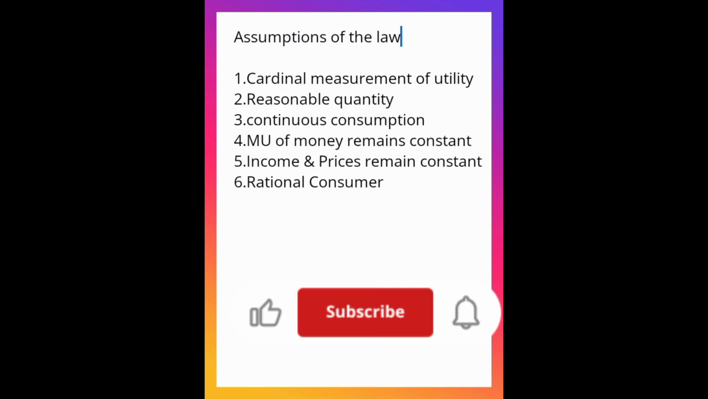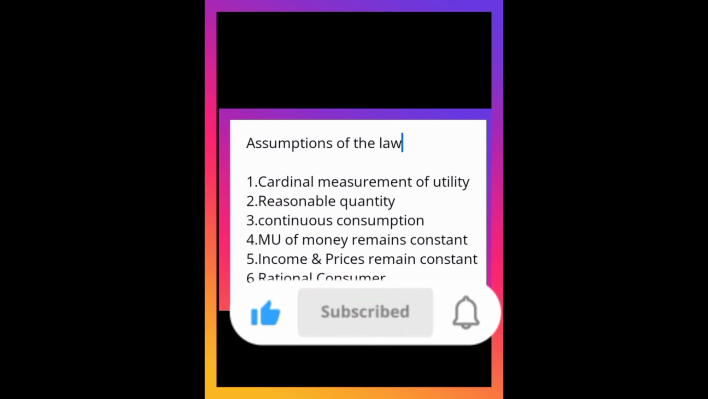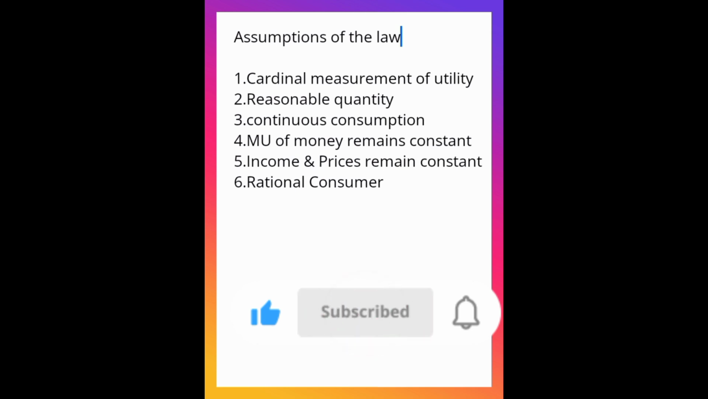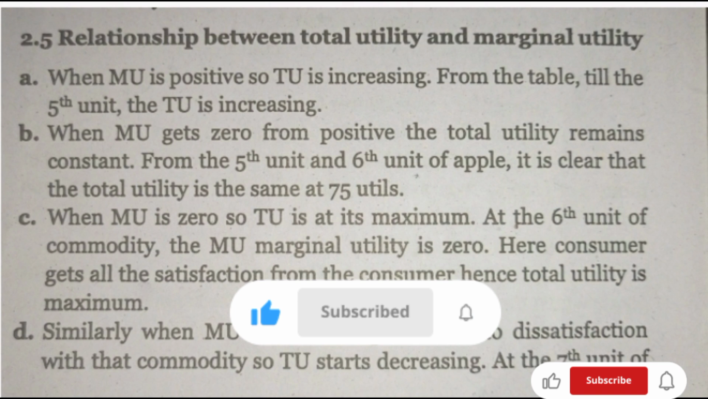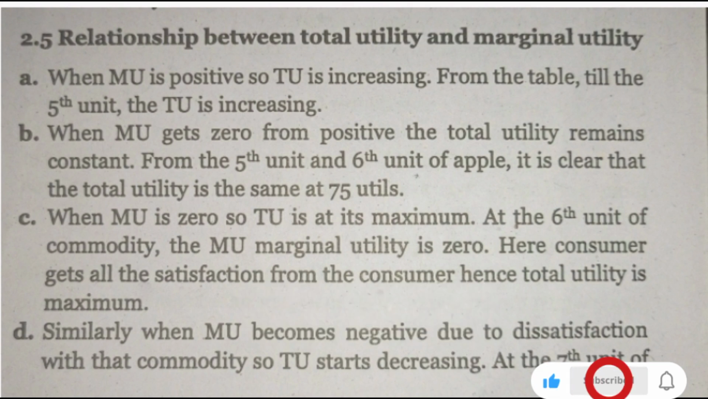Fifth, the utility of money remains constant. Assume it does not change. If it changes, then this law will not hold true. And number 6, the last, is fixed income and prices. It is assumed that the income of the consumer and the prices of goods which the consumer purchases remain constant.